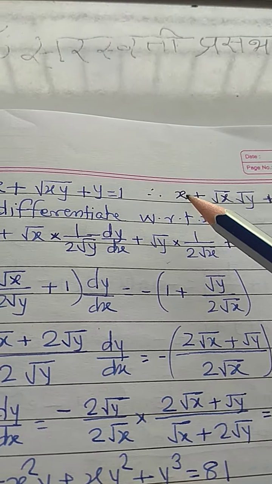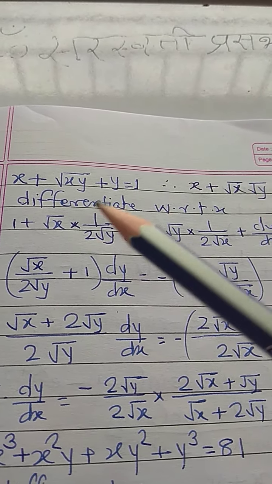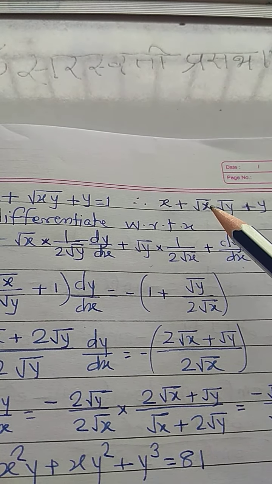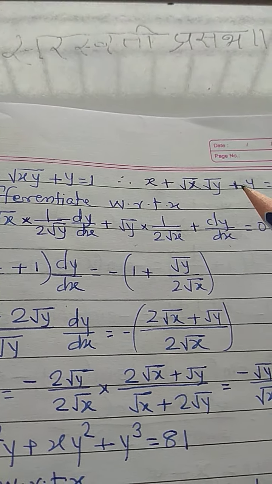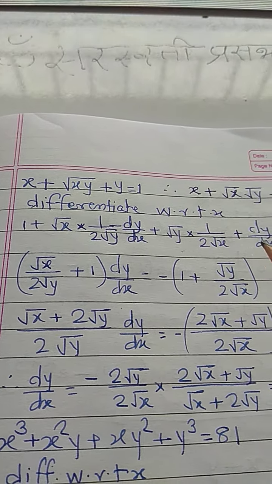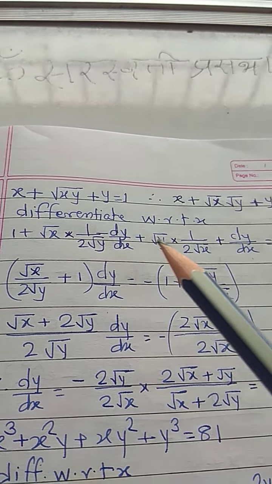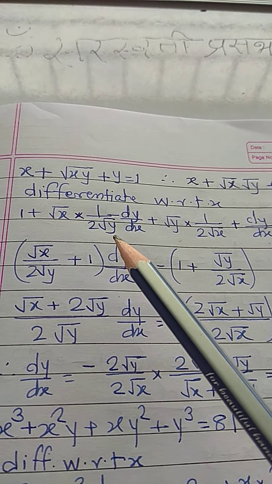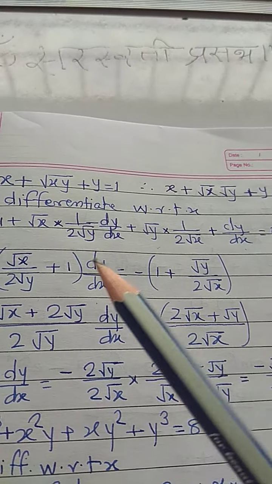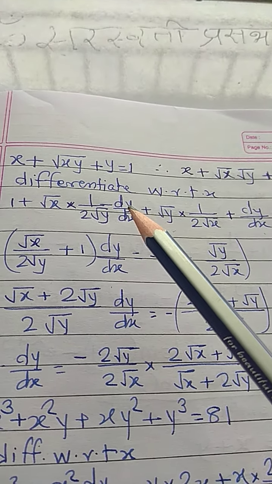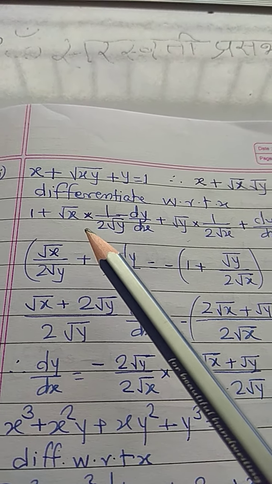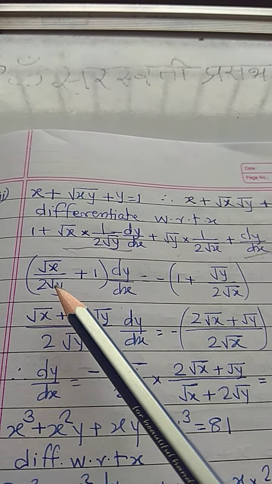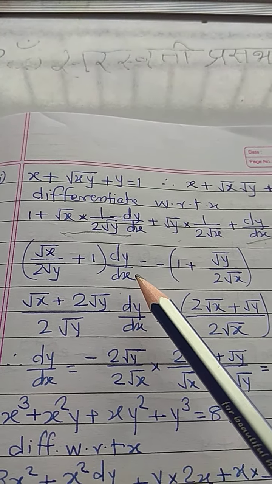Once again, the derivative of x is 1. First function as it is, derivative of second one, plus second function as it is, and derivative of root x is 1 upon 2 root x. The derivative of y is dy by dx. Now we will collect the terms of dy by dx. So it will be root x upon 2 root y plus 1 times dy by dx. We can take out dy by dx common from these two terms. See here, it is root x upon 2 root y plus 1 times dy by dx.